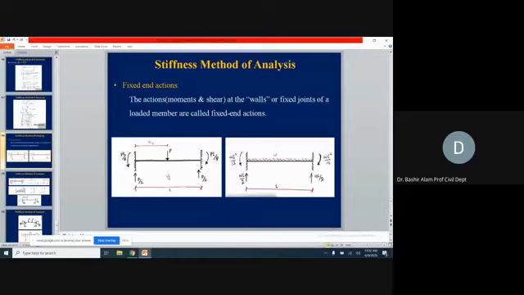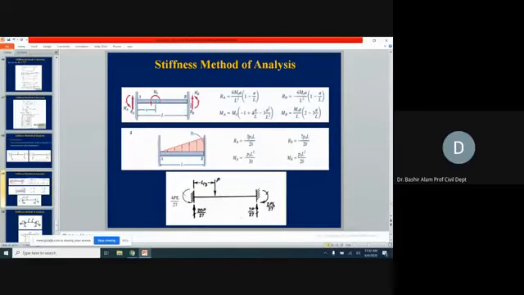Now, if the same L length beam is with UDL, the member end moments will be WL squared divided by 12, and the vertical reactions will be WL divided by 2. If you have this condition, fixed end at a certain distance A, if a couple is applied, so the balancing couple will be MA and MB, and how we find MA and MB, the equations are here. And for the vertical reactions at A and B, you have the equations.